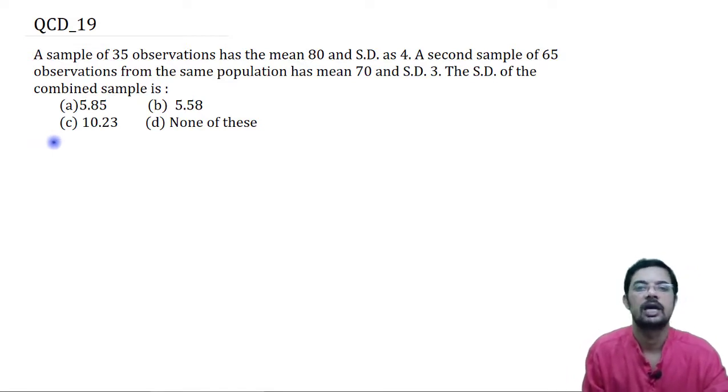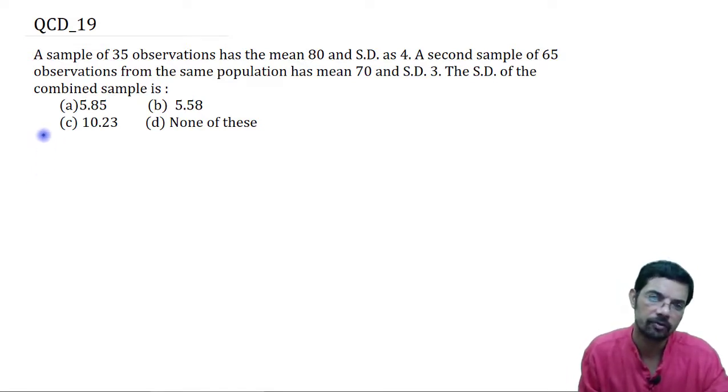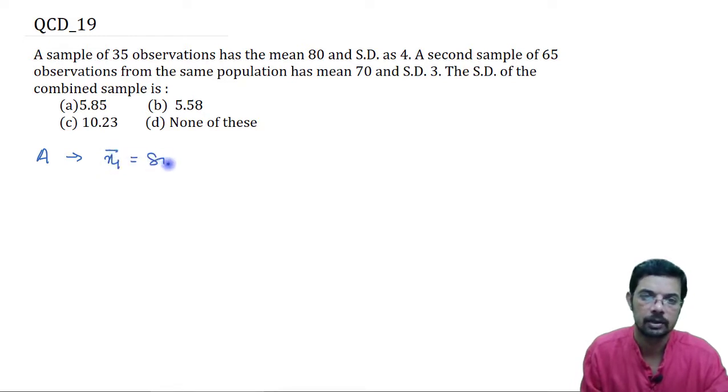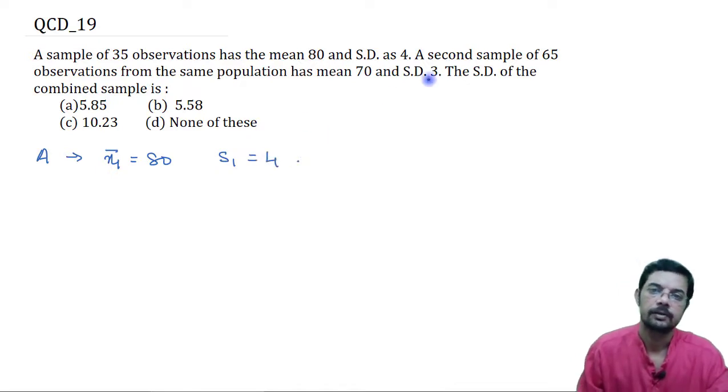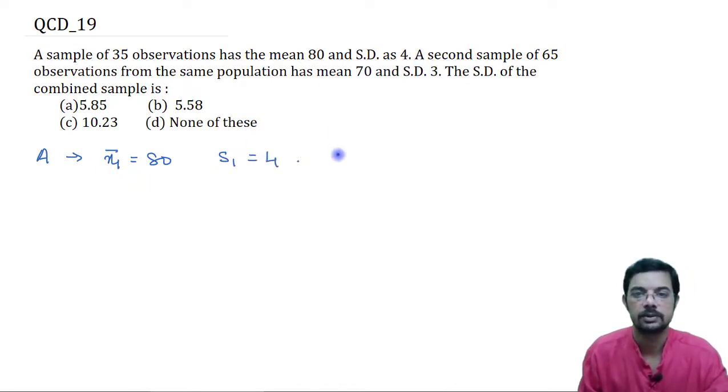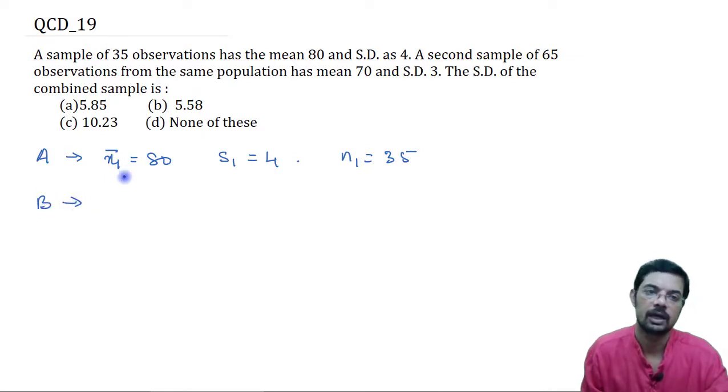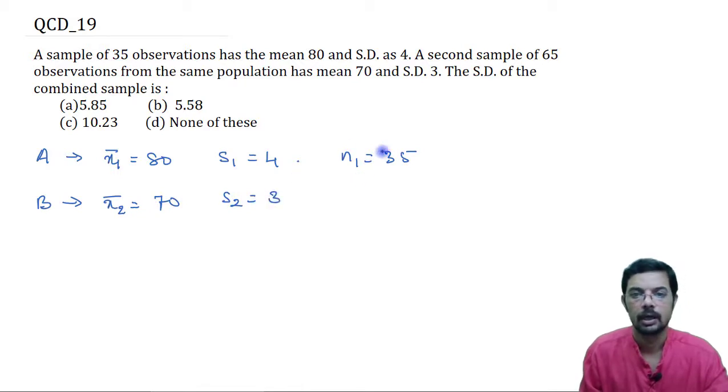There are two samples, A and B, for example. The first sample is sample A. It has mean x1 bar equal to 80 and standard deviation S1 equal to 4. The number of observations is N1 equal to 35. In sample B, the mean X2 bar is equal to 70 and standard deviation S2 is equal to 3.